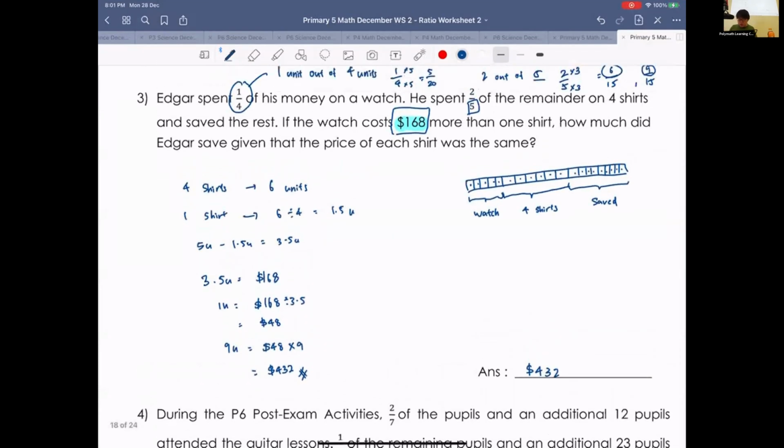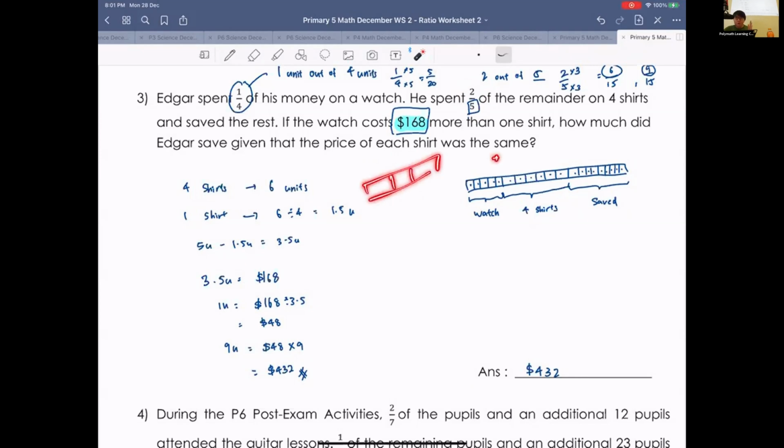Okay, so this question we have the same problem. After Edgar spent 1 out of 4 of his units, he has 3. If you spend 1/4, you have 3 units left. But the problem is this. Later, the question says he spent 2 out of 5 of the remainder. But you cannot divide 3 units into 5.